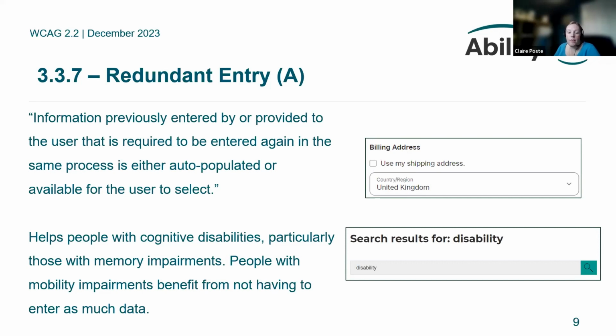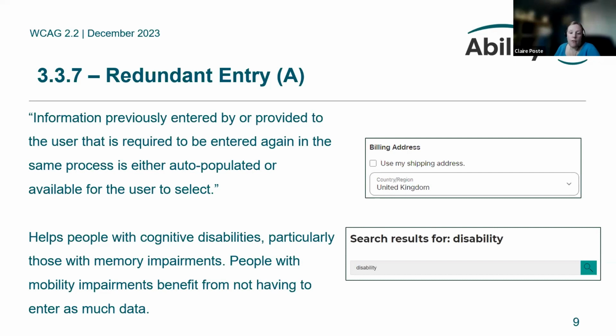Another way is having the option to select from a drop down, so if you've got multiple addresses in a system, a home or a business address, you can select one from a drop down that's already been populated. Being able to take something from another part of the page and copy and paste it into the next section that's required is also a good way of doing it.